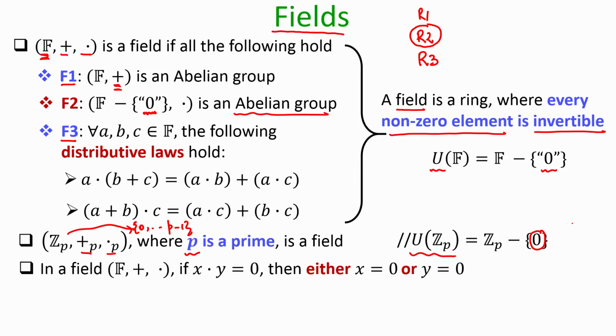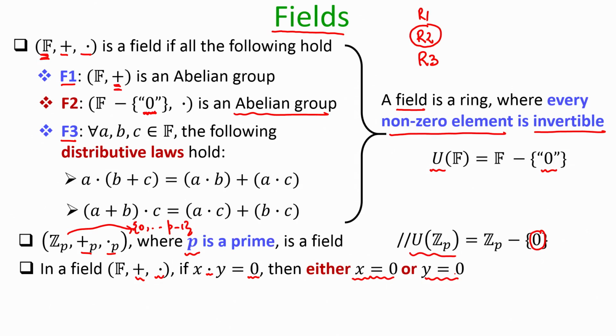Now, an interesting property in the field is the following. If I am given a field with an abstract plus operation and an abstract dot operation, and if it is given that the result of x dot y is 0, again I stress this is the abstract dot and the abstract 0, do not consider it to be the usual multiplication and a numerical 0. So, if x dot y is 0, then we can safely conclude that either your element x is 0 or the element y is 0.